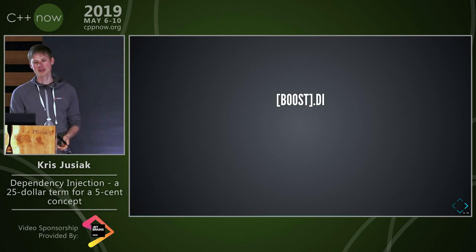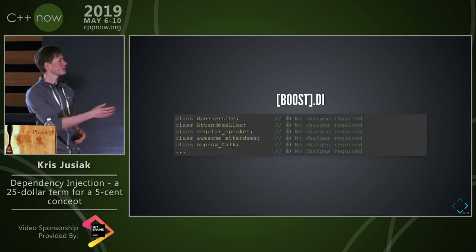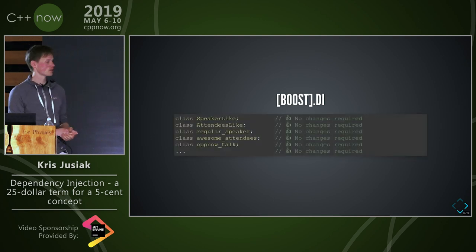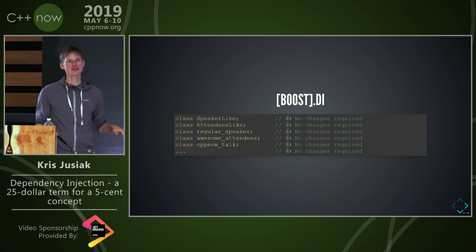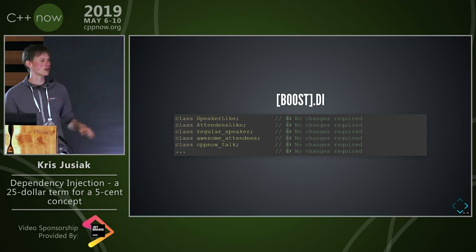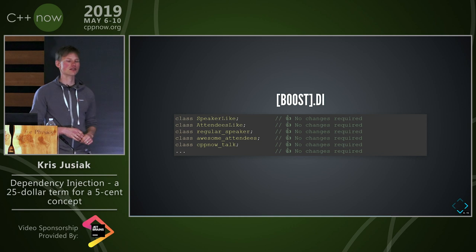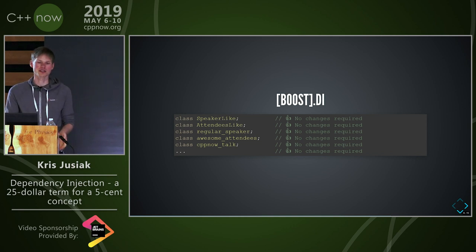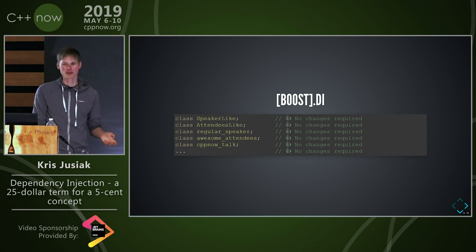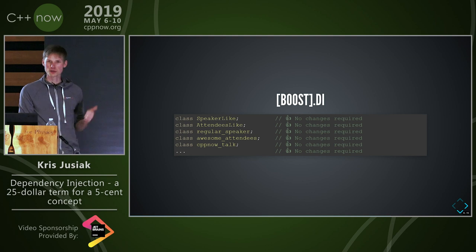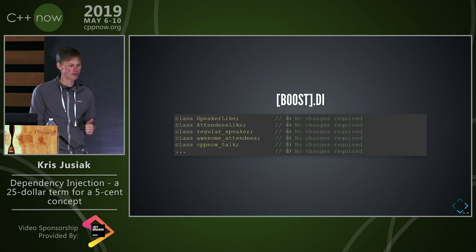So moving on to the framework I introduced. The good thing about it is that we don't have to change the classes. All of them are the same. We don't change the constructor parameters or anything like that to adjust to the DI. It will deduce the constructors for us, which is good because it's less coupling. Less coupling is always good.